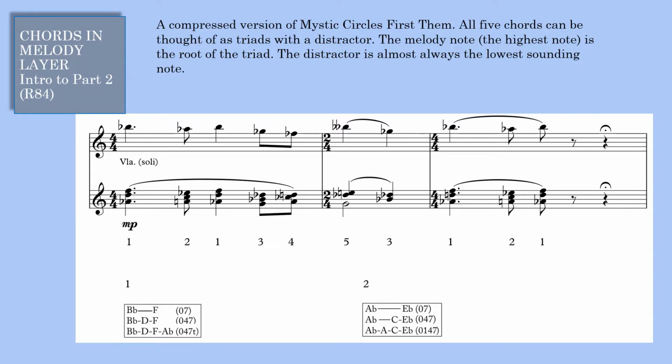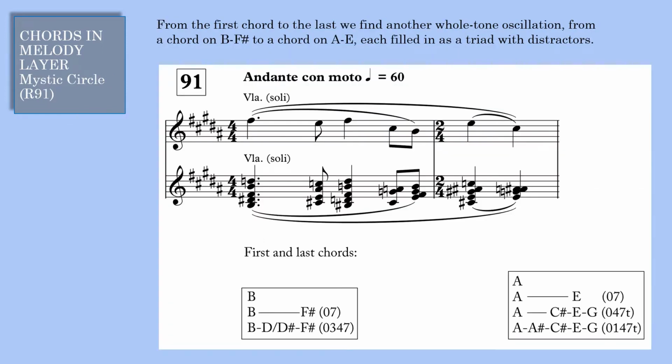The Mystic Circle melody is one of the most song-like melodies in the ballet and one of the few passages with a key signature, here B major. From the first chord to the last, we find another whole tone oscillation, from a chord on B F sharp to a chord on A E, each filled in as a triad with distractors.